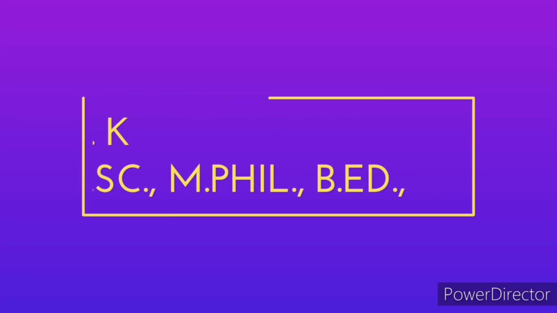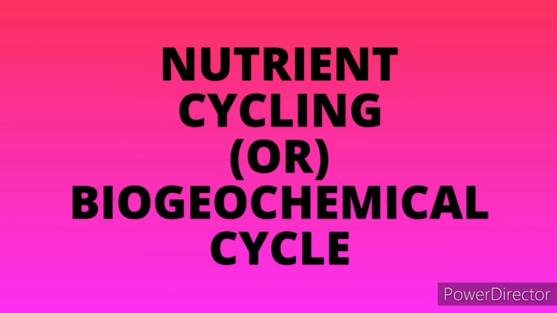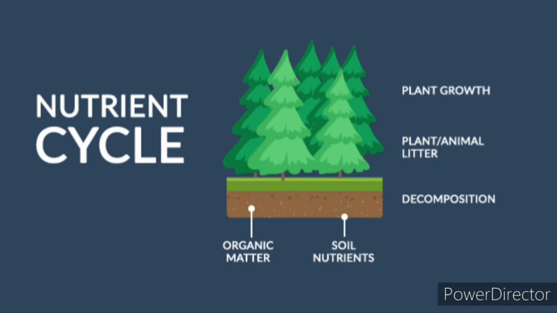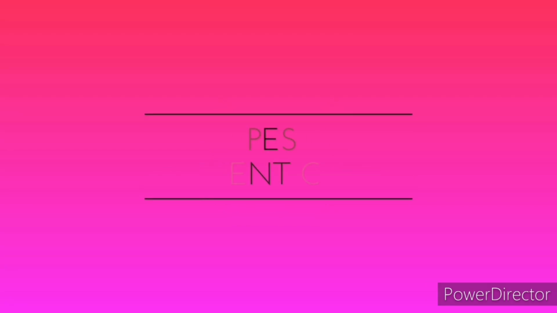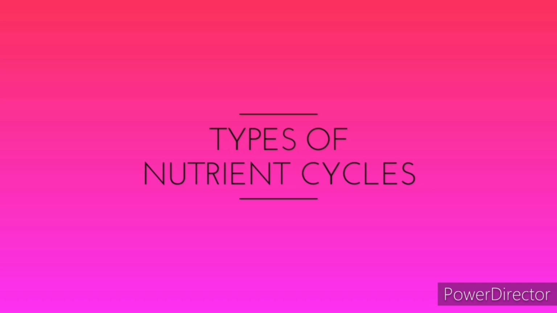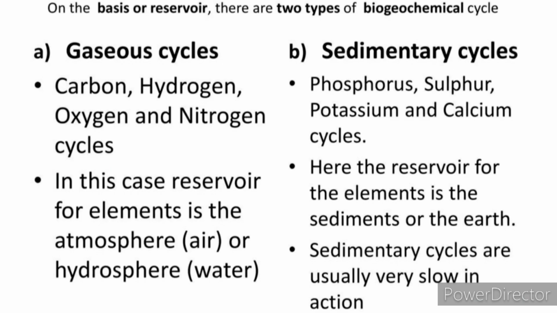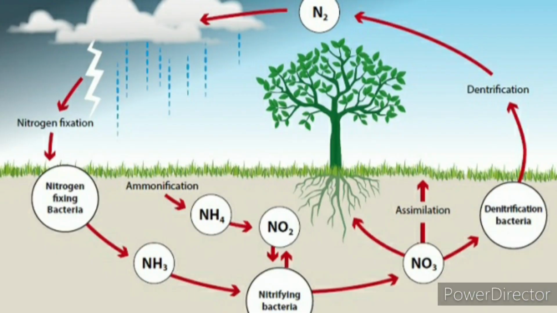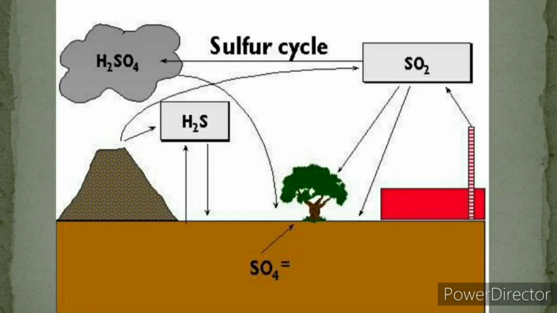The topic is nutrient cycling or biogeochemical cycle. Nutrient cycling is defined as the movement of nutrients through the various components of an ecosystem. It is also called biogeochemical cycle. Based on the reservoir of nutrients, the nutrient cycles are classified into two types. First one is gaseous and second one is sedimentary. The reservoir of gaseous nutrient cycles exists in the atmosphere, for example carbon and nitrogen cycle. The reservoir for the sedimentary nutrient cycle exists in the Earth's crust, for example sulfur and phosphorus cycle.